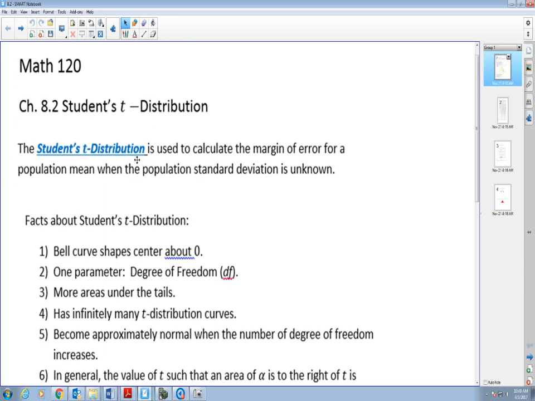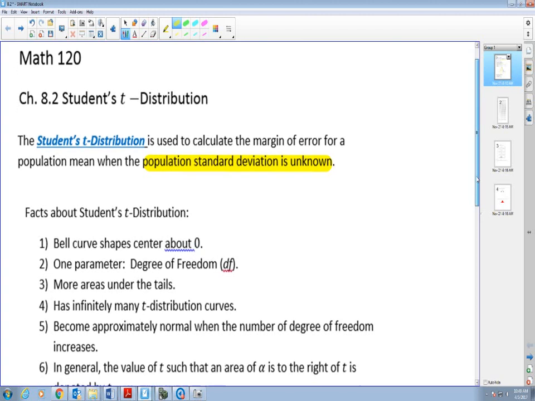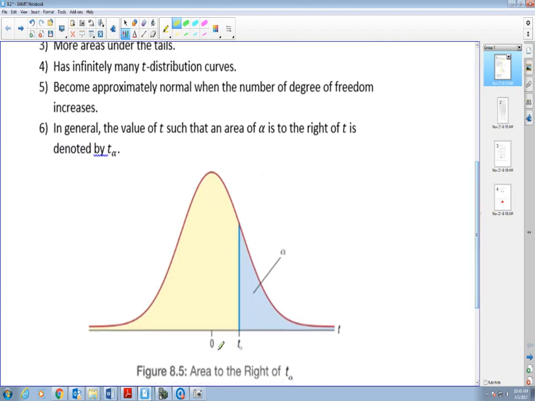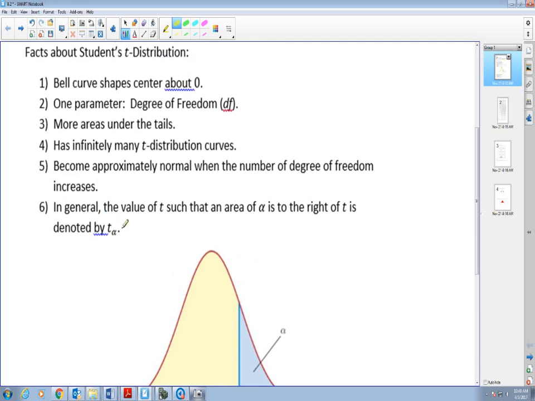The student's t-distribution is actually used to calculate the margin of error for a population when the population standard deviation is unknown. So if I do not know my population standard deviation, we can use the student's t-distribution. Here are a couple of facts about it. Here is my graph right here. Its bell curve shape is centered about zero. There's only one parameter for the student's t-distribution, which is called the degree of freedom.